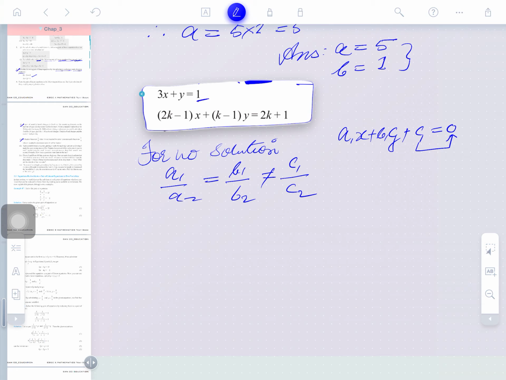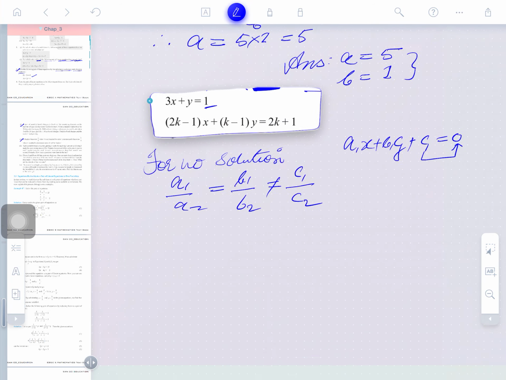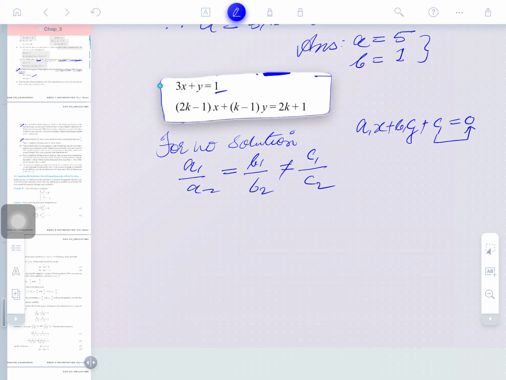Okay, you may see this. So we will take this as c minus 1. Now, what is the next? a1 by a2. So a1 is 3 here, and this is 2k minus 1.